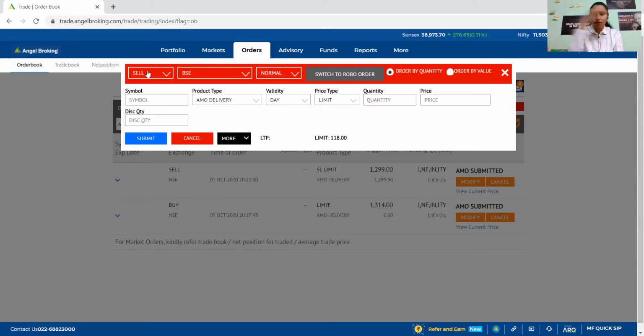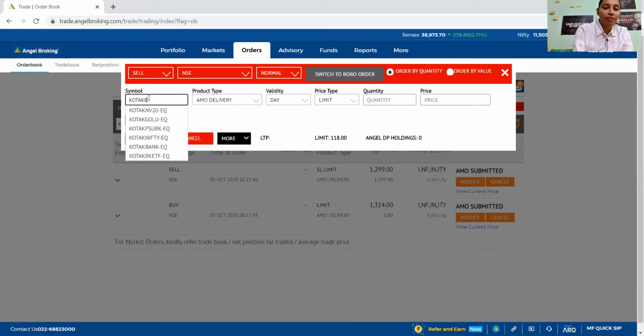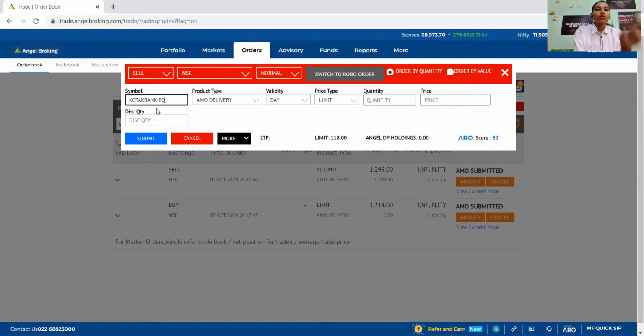If I have bought at this 1314 level, my stop loss is at 1300. Suppose my target is at a higher level. Same stock, I'm taking the same example over here. This is after the market; in the live market, this will not be visible. Because we are doing it after the market, that is why it is like this.